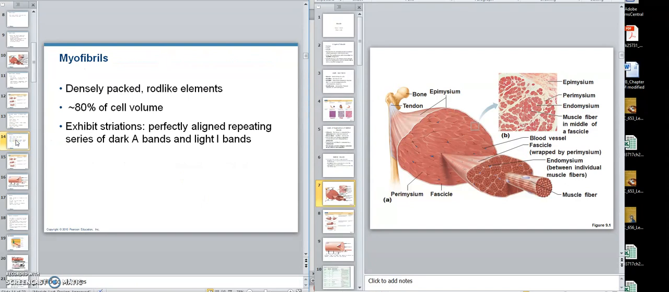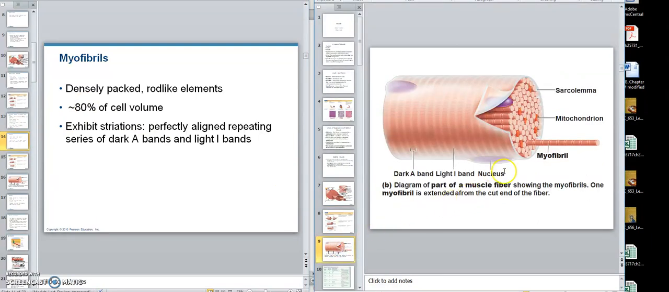The myofibril is inside the muscle cell. So the myofibril right here, these are all myofibrils inside a muscle cell. This is the contractile component. This is where the contractile myofilaments are, right there. So you can see it's 80% of the cell volume. It's the majority. In skeletal muscle, it exhibits striations.